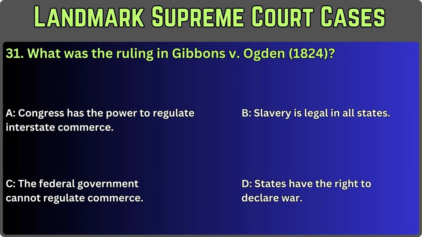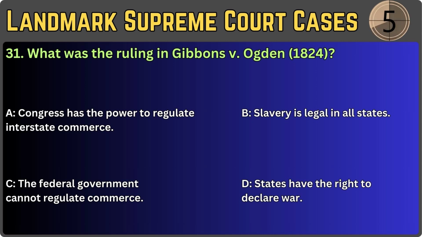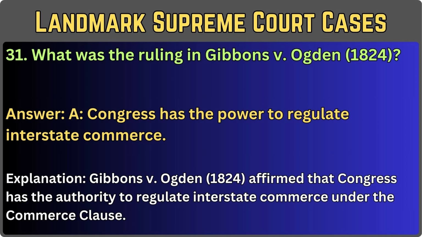31. What was the ruling in Gibbons v. Ogden, 1824? A. Congress has the power to regulate interstate commerce. B. Slavery is legal in all states. C. The federal government cannot regulate commerce. D. States have the right to declare war. Answer: A. Congress has the power to regulate interstate commerce. Explanation: Gibbons v. Ogden, 1824, affirmed that Congress has the authority to regulate interstate commerce under the Commerce Clause.